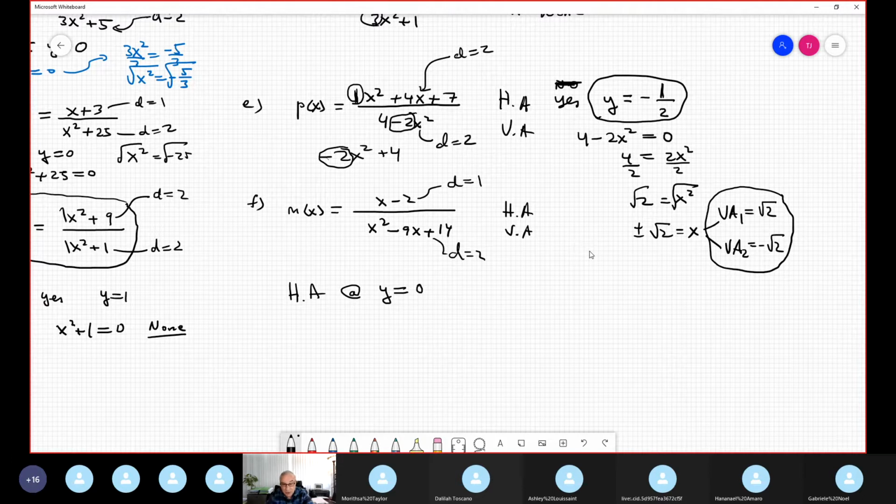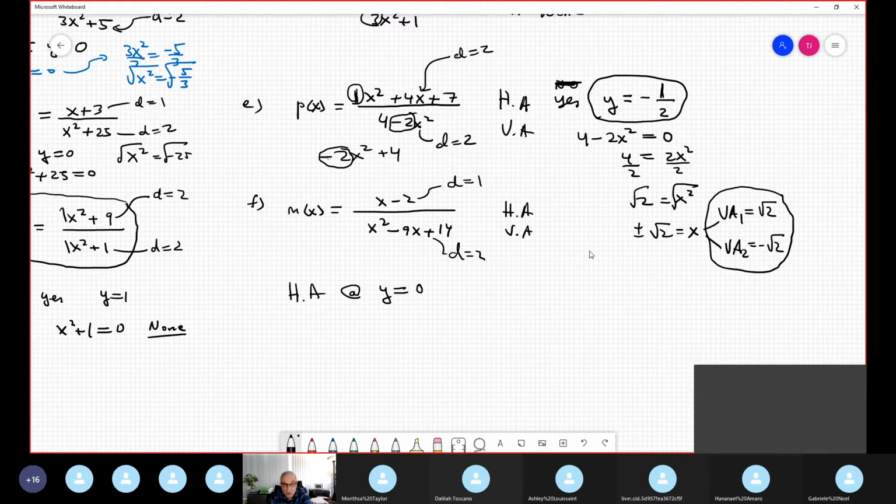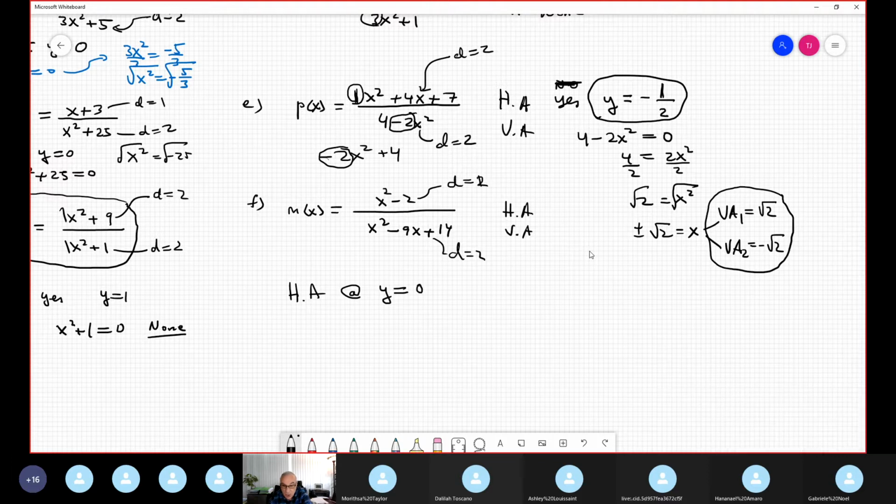When the degree of the polynomial in the denominator is bigger than the degree of the polynomial in the numerator, we have horizontal, but always at y equals 0. This is a special case. Okay, if the degree is the same, it is division. Suppose that it's 2 here. Suppose that you have 2 here. Then the degree, this is 2. Then I agree with you.